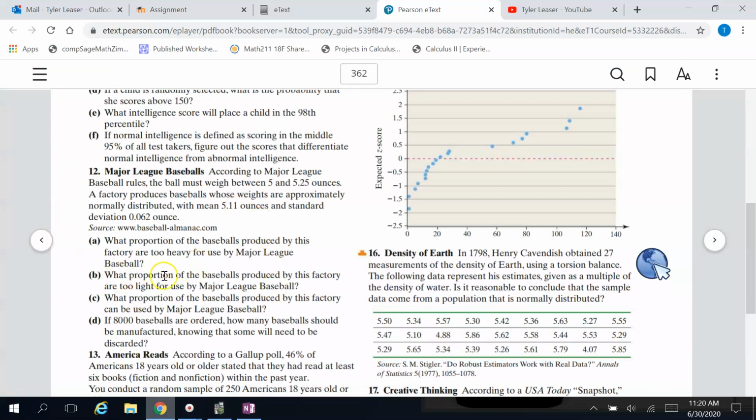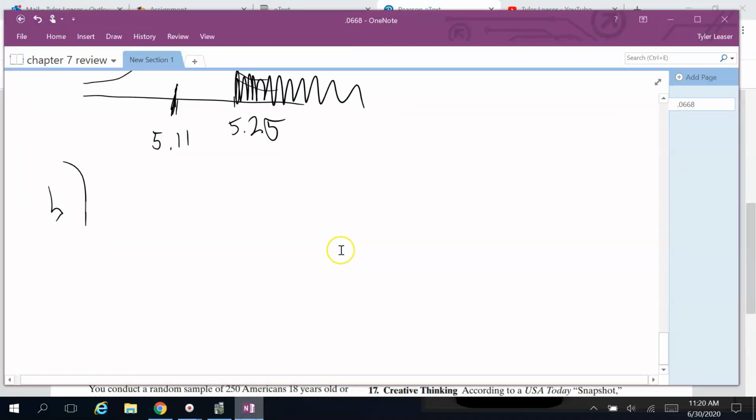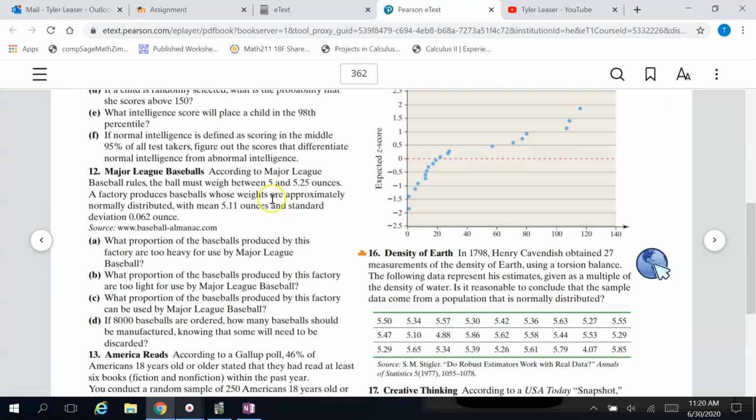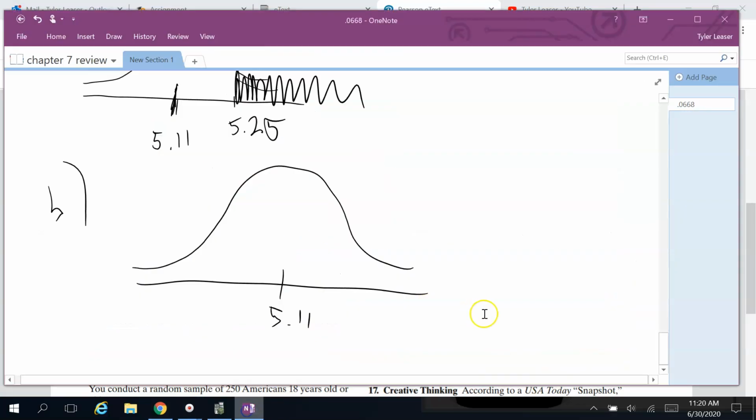Part B, what proportion of the baseballs produced by this factory are too light for the use by the Major League Baseball? So same thing, but this time when we draw our distribution, 5.11 is still in the middle. Remember that I think it was 5 on the dot. Yeah, 5 is the cutoff for being too small. So 5 is out here to the left, and we want to know the proportion of baseballs that are too light, so to the left of 5.